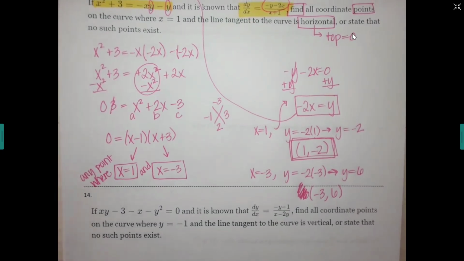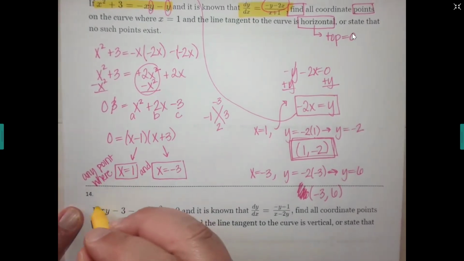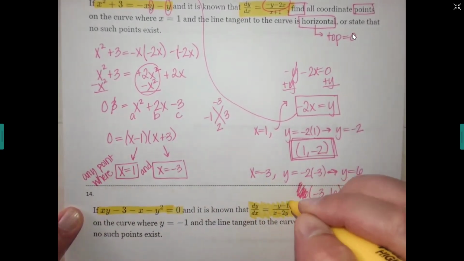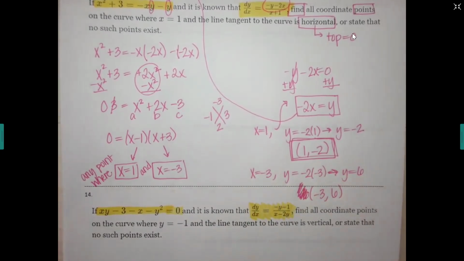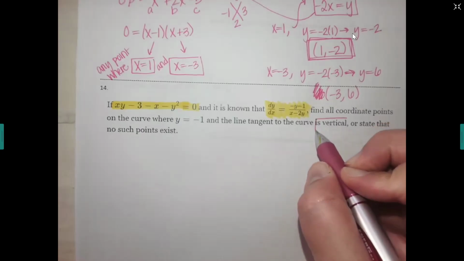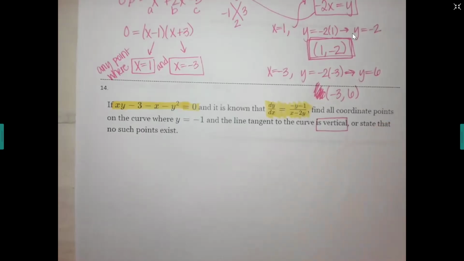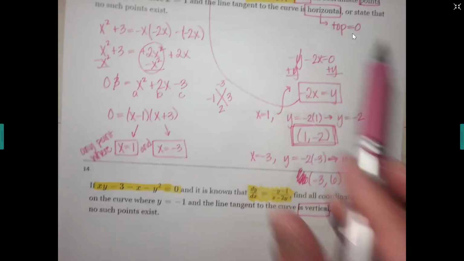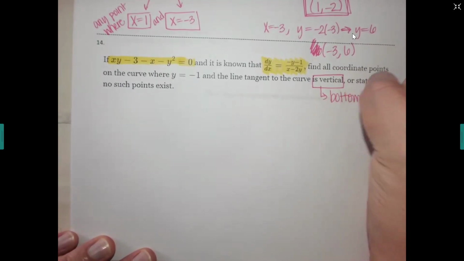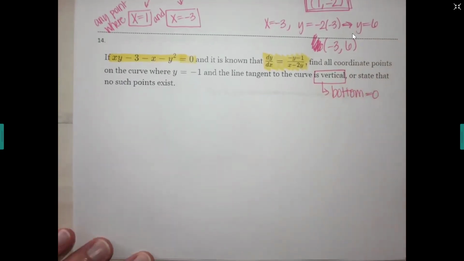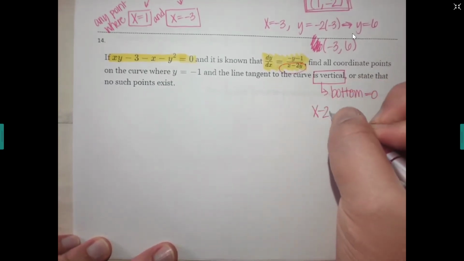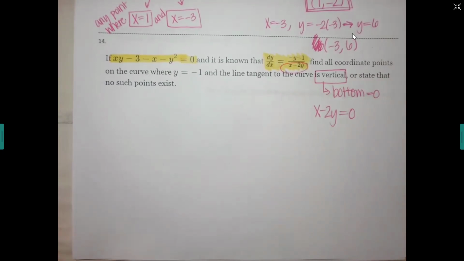So we have a whole relation here. You'll notice that they have already taken the derivative for you. And then they're asking you to find the coordinate points where the tangent line is vertical. Now, remember, for horizontal, you're letting the top equal 0, but for vertical, you're going to let the bottom equal 0. So in this case, the bottom of my equation is x minus 2y. We're going to let that equal 0.